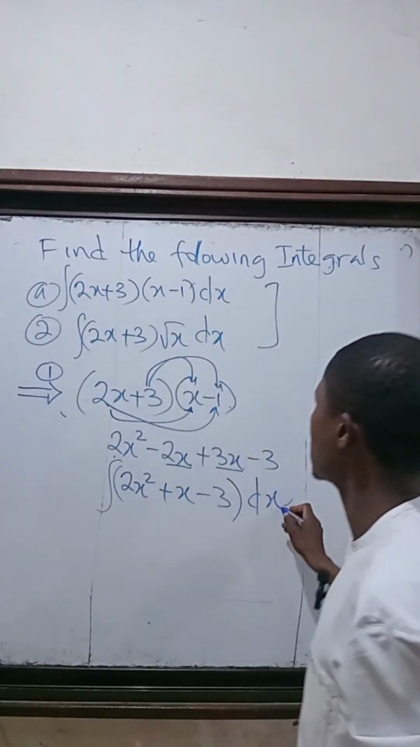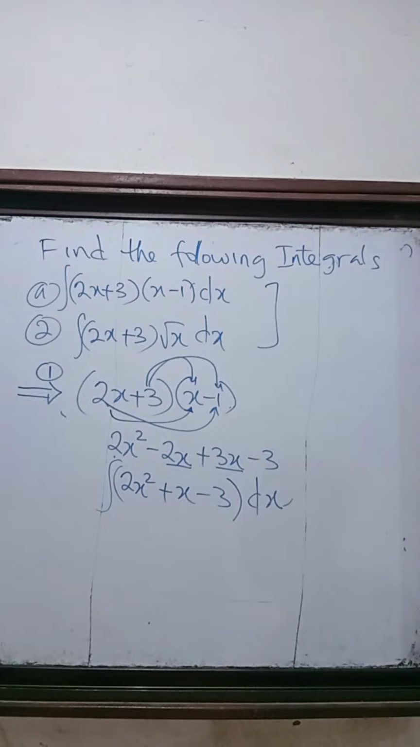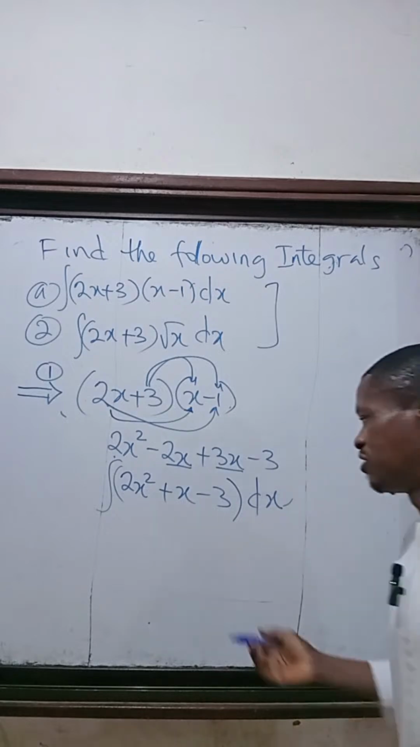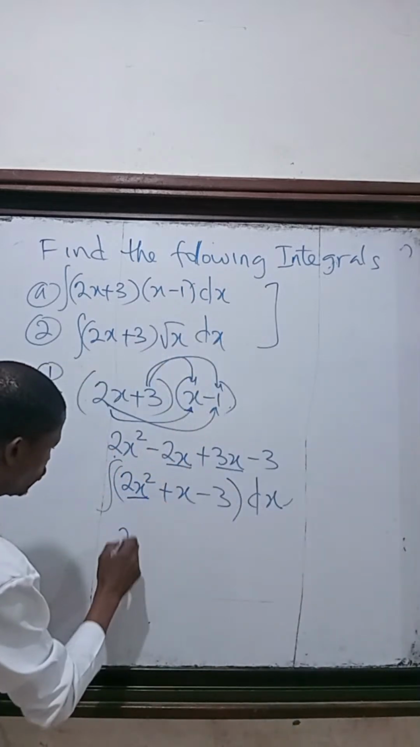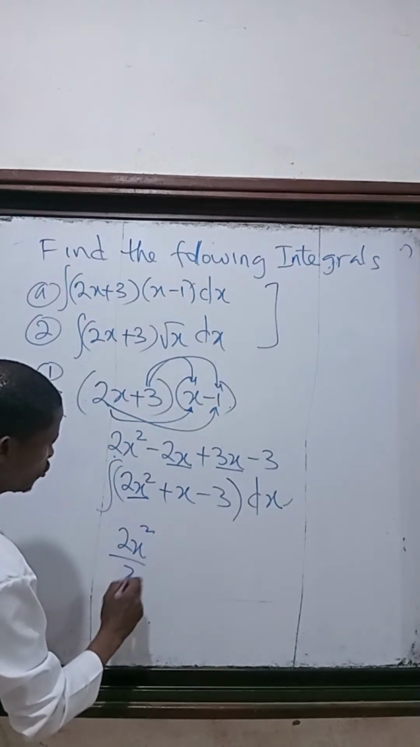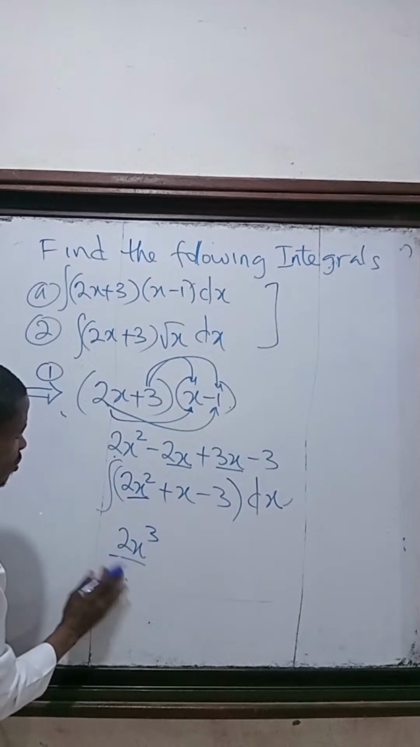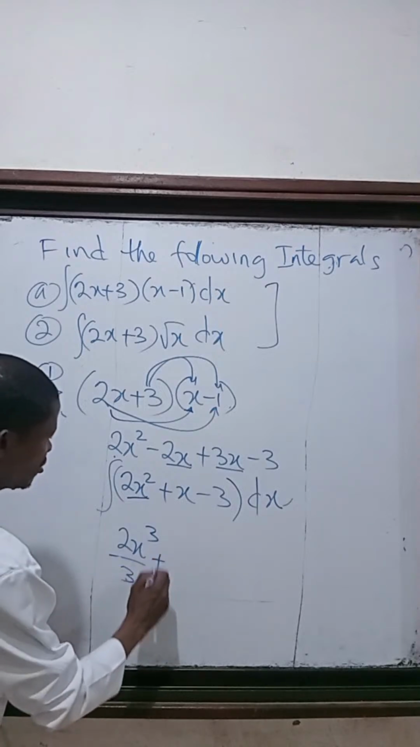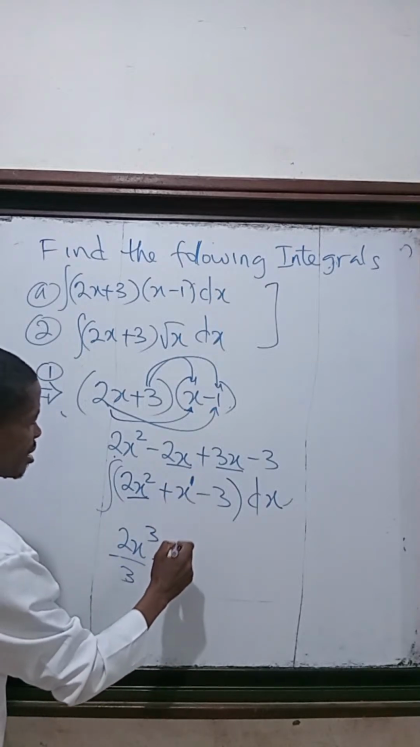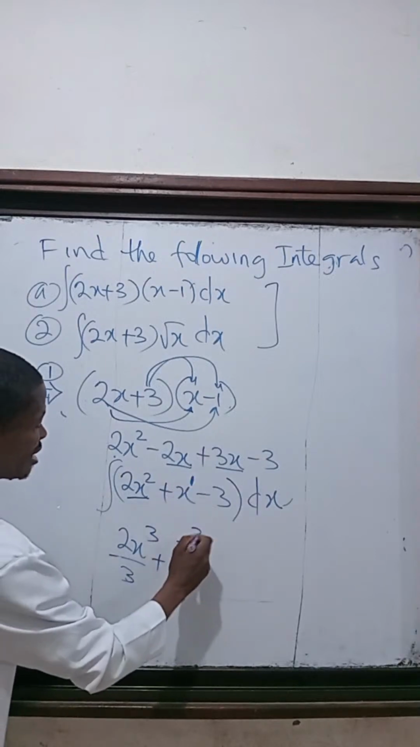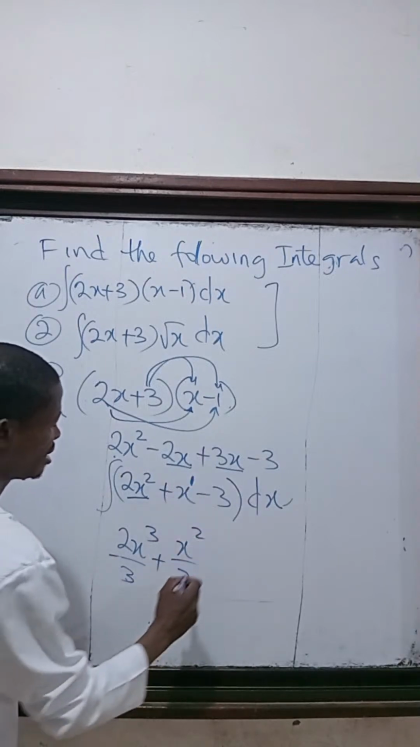Put the element of integration there, and after that, you can now integrate. So this one will be 2x squared over 2, the power is 2 plus 1, so that's 3 over 3, plus. This one is having power 1, so that will be x to the 1 plus 1, that's 2 over 2. And then minus what?